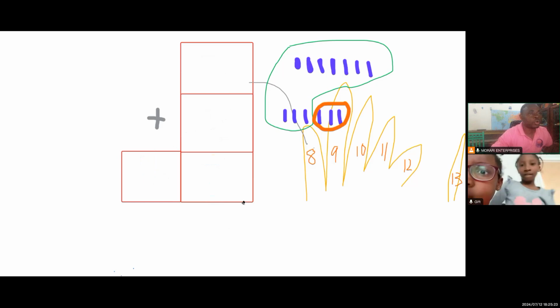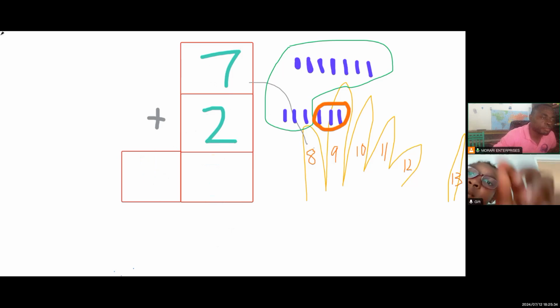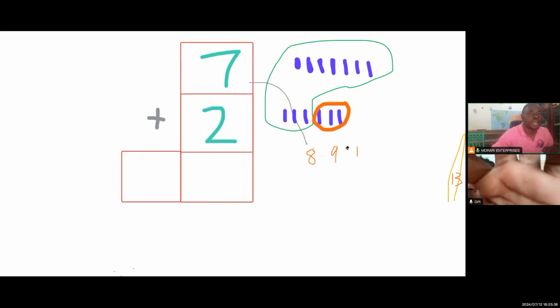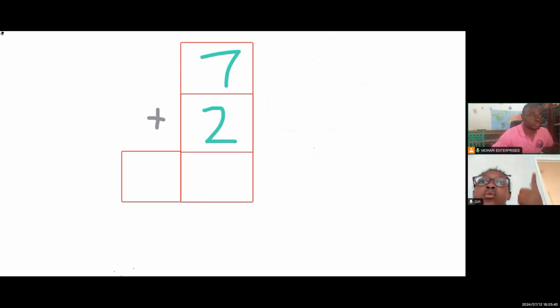So, for example, if I say, Miss Gift, let's add 2 to 7. So that will be 7 plus 2. Miss Gift, what's the answer? 7 plus 2. Show me your 2 fingers and count after 7. And what's the answer? Very fast. What's the answer? 8.